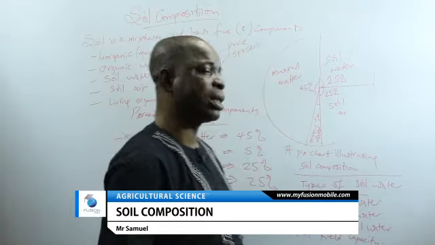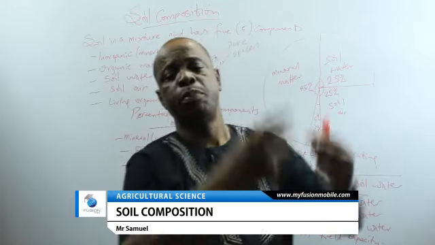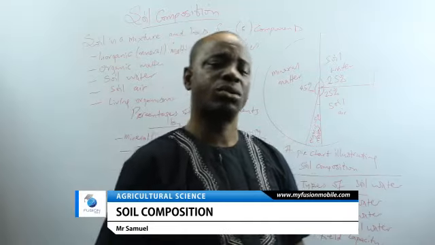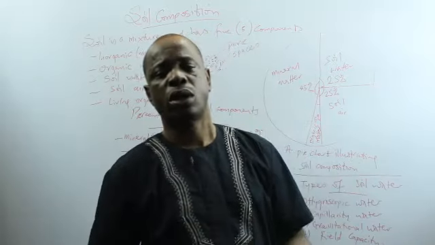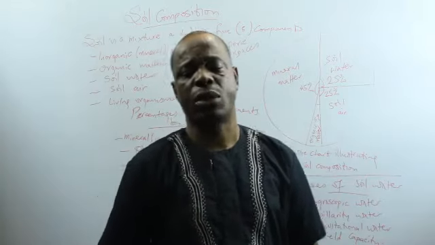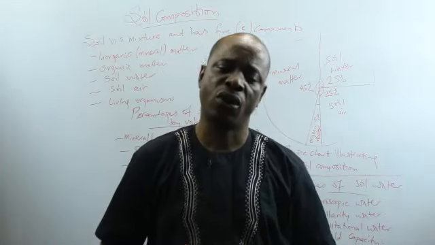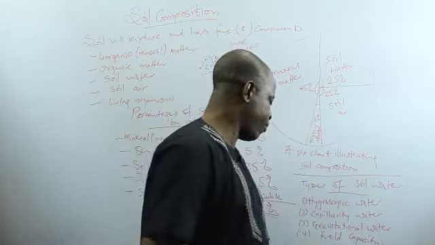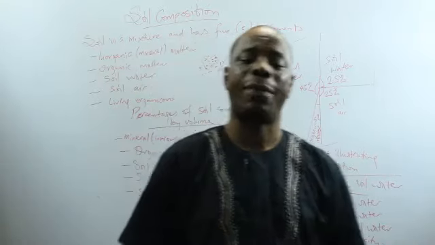Then we have gravitational water. The word gravitational means pulled to the earth. So when it rains and water settles on the top, this water will be pulled down to the earth by gravity. That water is called gravitational water, and that water is available for crops. Crops can use it. The fourth one is called field capacity.